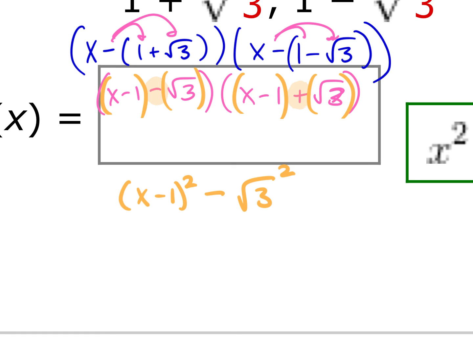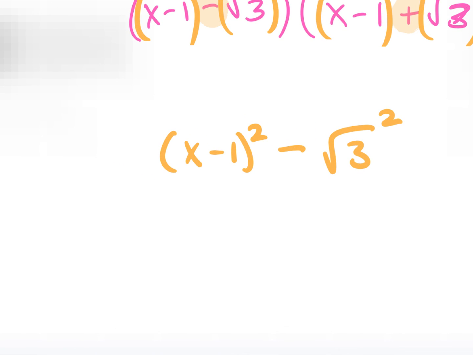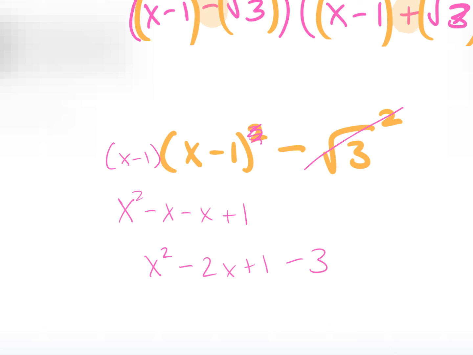So what do I have to do for x minus 1 squared? I have to FOIL that. So this is like saying x minus 1 times x minus 1. I have to FOIL it, so it'll be x squared minus x minus x plus 1, which when I simplify, it'll be x squared minus 2x plus 1. And then what happens to the square root 3 squared? It becomes 3. The square root and the squared cancel, so this is just minus 3.